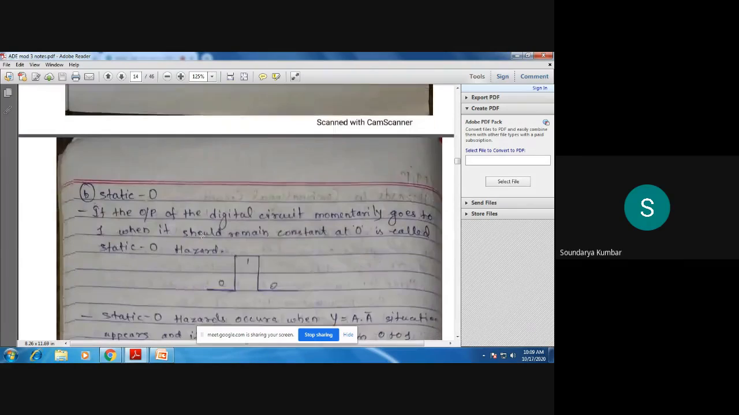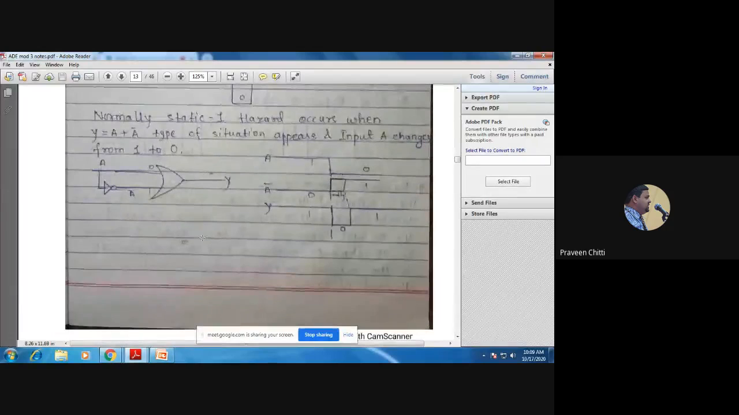Yes, sir. Okay. Then can you explain what is static 0? If you understood static 1, just explain what is static 0 hazard and in which kind of circuits it occurs. Yes, Aditi, like how I explained static 1, can you explain what is static 0 hazard? Yes? So output may momentarily go to 1 when it is supposed to be 0. Yeah, that is called static 0 hazard. In which kind of circuit does it occur?